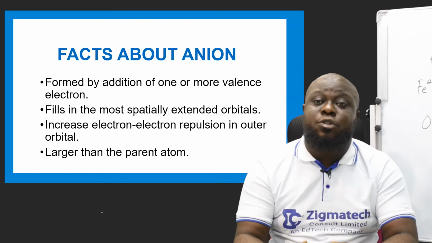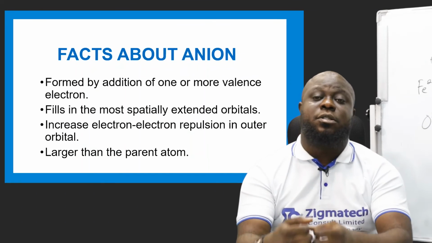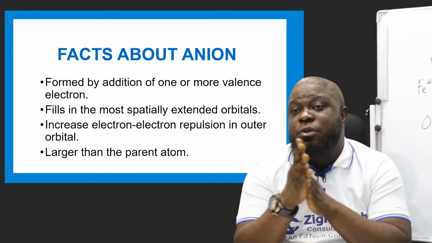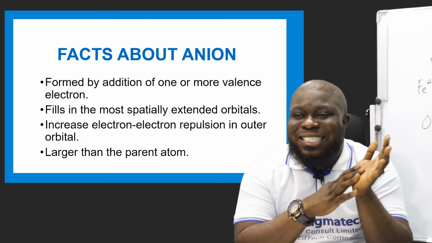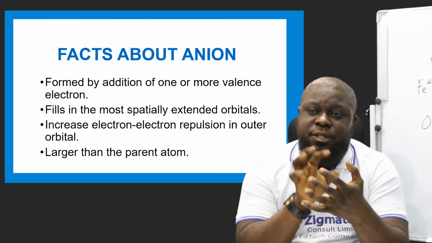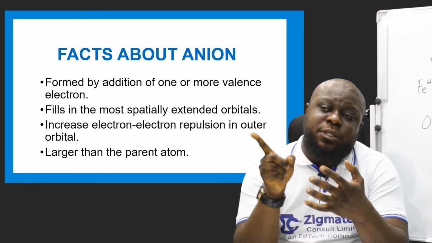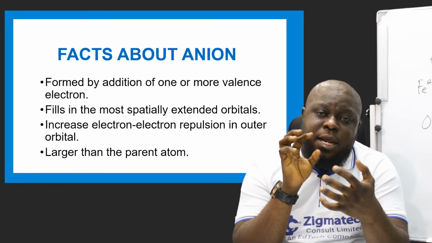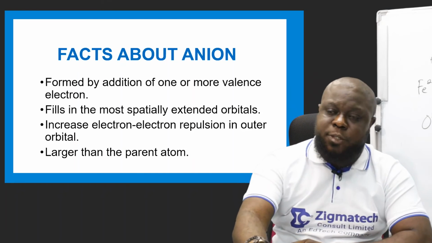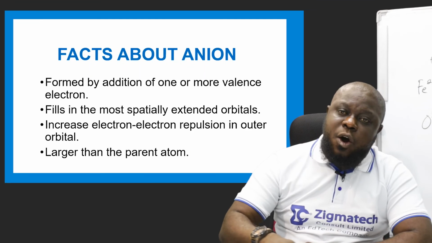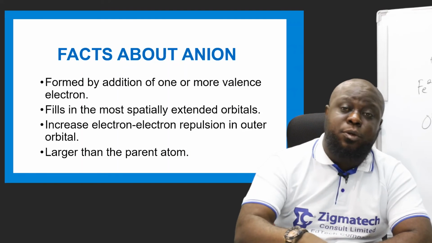That is why it is not positively charged. It is not strong in charge. Now I say it fills the most spatially extended orbital. That space, that orbital, that movement, the electrons go around the atom on a steady. So in essence, there is no space for any other thing to come. There is no space for the proton to come.